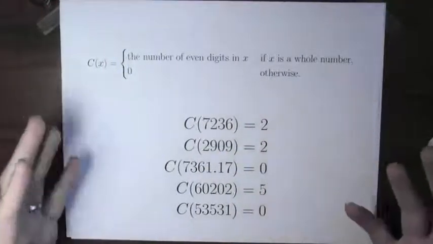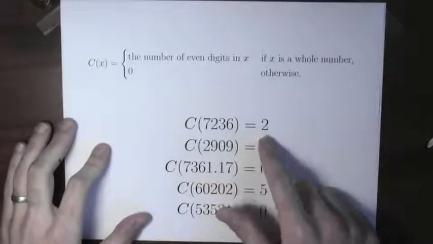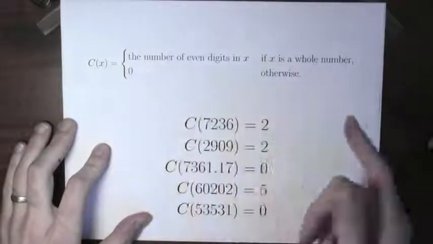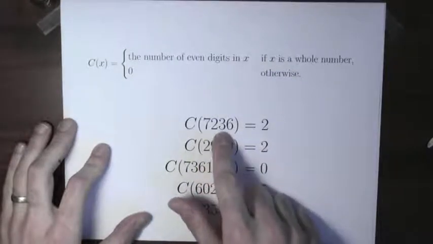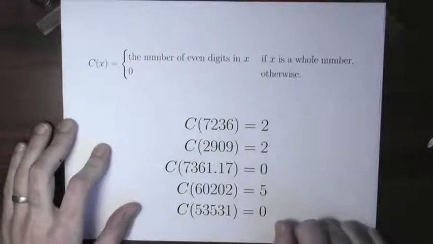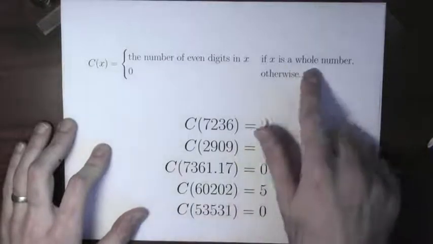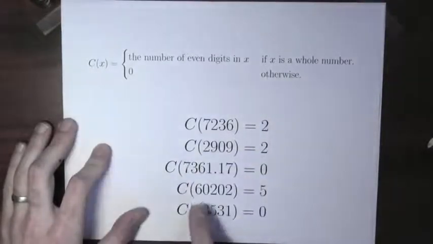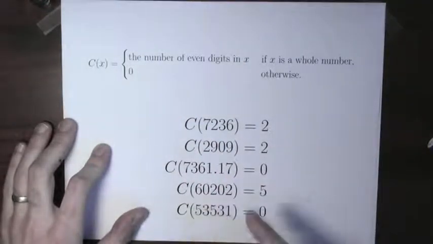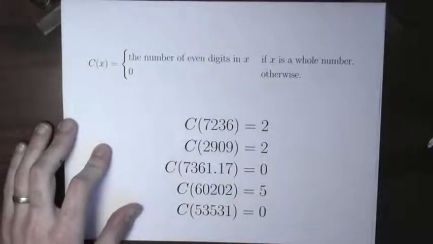This is a really different kind of crazy function, right? So C of, say, 7,236 is 2. Well, why is that? This is a whole number, so I use the first part of the rule, and the number of even digits in this number, I count them. That's odd, even, odd, even, so 2 and 6 are the 2 even digits, so the value of that function is 2. Or let's take a look at this number here, 60,202. That, again, is a whole number. So the value of the function at 60,202 is the number of even digits in x. And this number has how many even digits? 1, 2, 3, 4, 5. They're all even digits, so that value is 5.